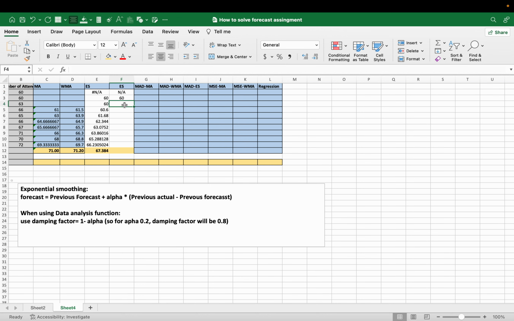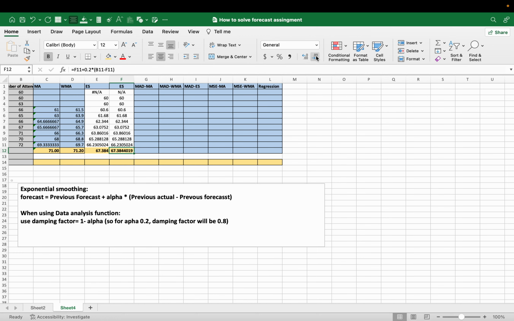And then in the third one you will enter a formula, and the formula given here is equal to previous forecast plus alpha, where alpha is 0.2, multiplied by the difference of previous actual minus previous forecast. If I hit enter I can drag it down, and you can see here it gives us identical results.